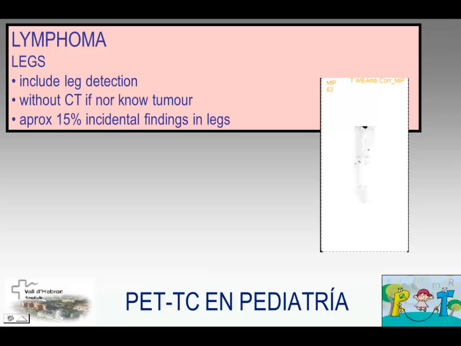And you can see that there are several bone marrow incidental findings not detected by the whole body MRI, because usually the whole body MRI, at least in my hospital, they stop the image at the half of the femur, and in a retrospective analysis, we find that approximately 15% of the children have findings in the legs not detected by MRI or not detected by a PET stopped in the half of the femur.